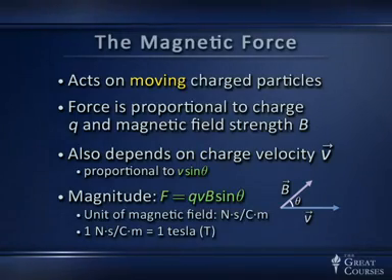That's given the name Tesla after Nikola Tesla, a Serbian-American inventor who did all kinds of interesting things in his life. 1 Tesla is actually quite a strong magnetic field, so you'll often hear magnetic fields expressed in Gauss, and a Gauss is a 10,000th of a Tesla. Now that's the magnitude of the magnetic force.